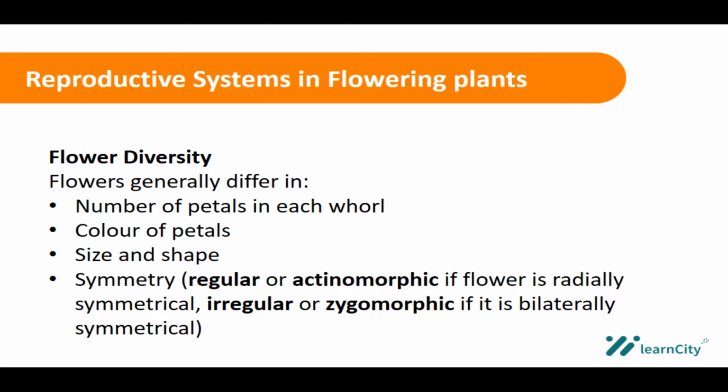Then flowers also differ in the color of their petals. Now the color of the petals is dependent on the function that flower performs or the type of pollination it goes through. So if it goes through insect pollination, it's going to require a brightly colored petal to attract those insects. So the color of petals is dependent on the type of flower. So we have flowers differing in the color of their petals.